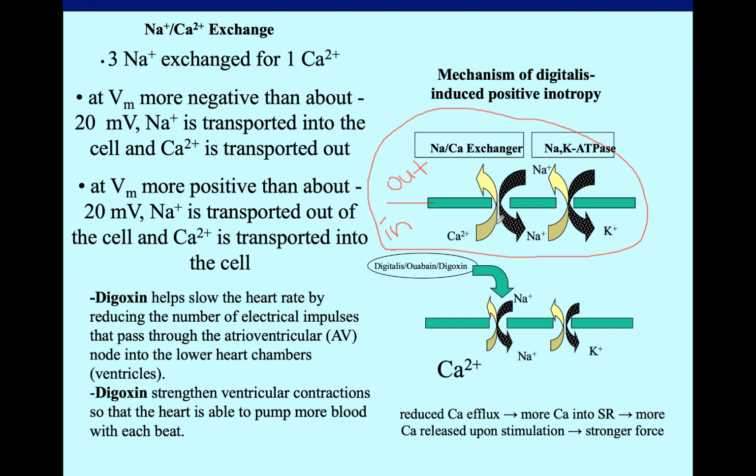How do I know that? Well, because when we're relaxed, we don't need calcium in high concentrations in the cell. So we're going to pump it out. At the same time, you're going to pump sodium in. So this is this guy here. So membrane voltage is more negative than negative 20 and we are relaxed.